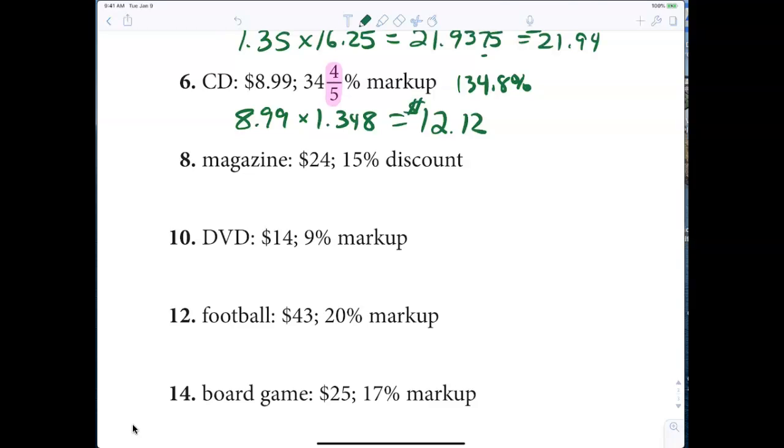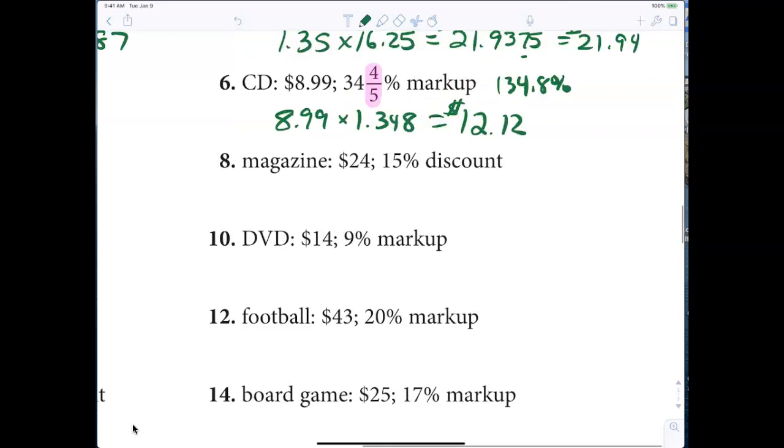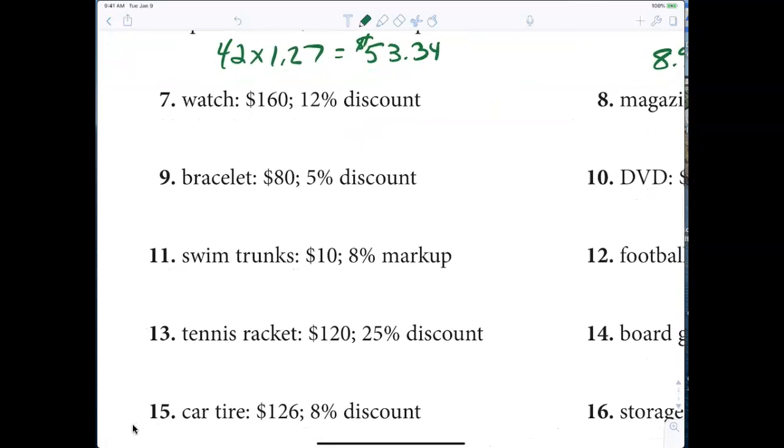Nobody? All right, Jack, you're up with number 7. Now we have a discount. So I want to see if you're smart enough to do this. Watch. Write down 160 times 88. What type of 88? Yes, so what's 88%? It's a decimal. Yes, 0.88.